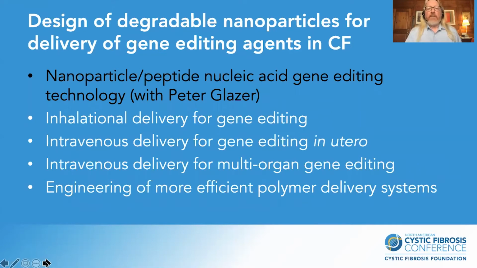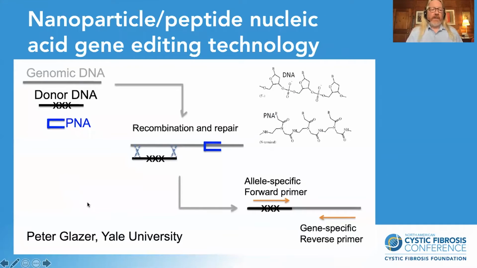First, nanoparticle and peptide nucleic acid gene editing technology. This is work that was pioneered by Peter Glazer, and the idea was to identify a stretch of genomic DNA where you want to make a change, so there's a mutation somewhere in the genome, and you design a donor DNA template that's nearly totally complementary to that stretch, except for the nucleotides that you would like to change. Those are different in the donor DNA.